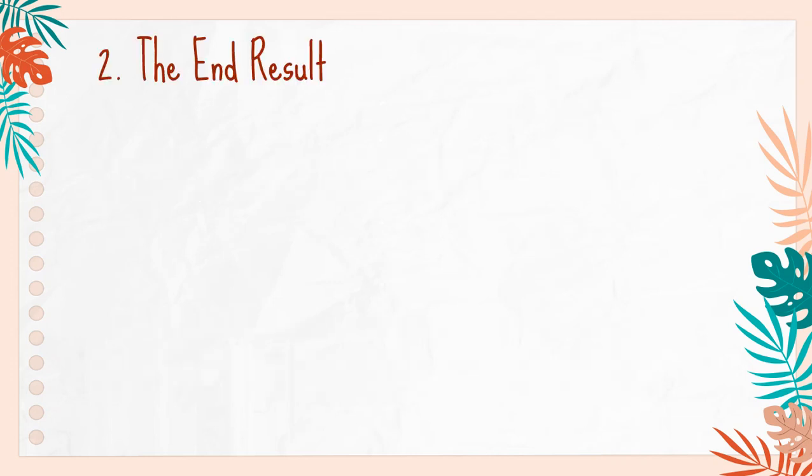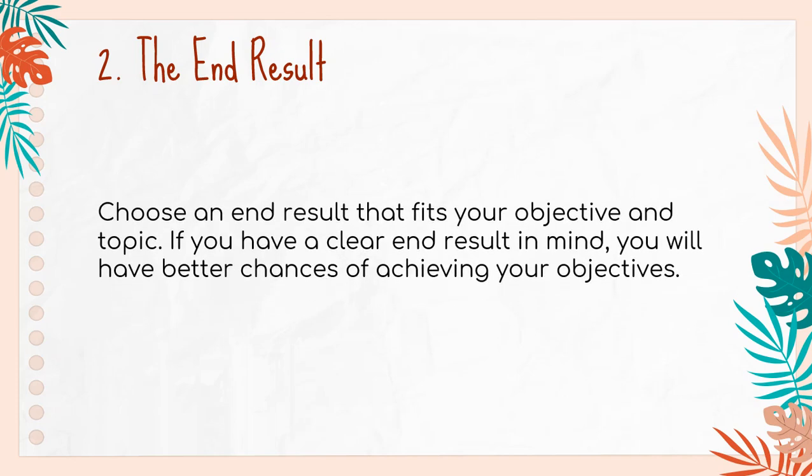Next, the end result. Choose an end result that fits your objective and topic. If you have a clear end result in mind, you'll have better chances of achieving your objectives. So you need to make sure what kind of results you want to obtain, what kind of outcomes you want to see after the delivery of your speech. So all of this should be synchronized: your topic, your objectives, and the results that you want to see after the delivery of your speech.